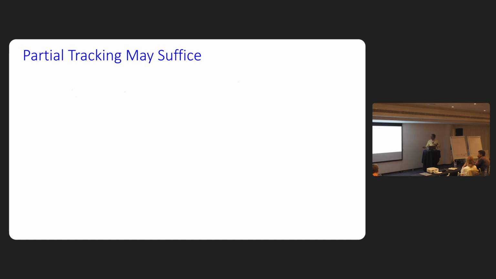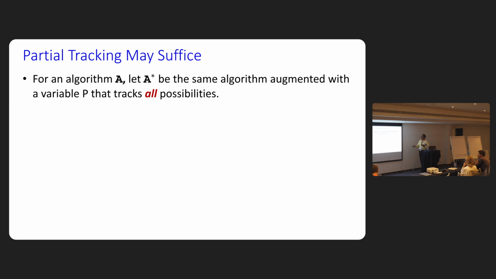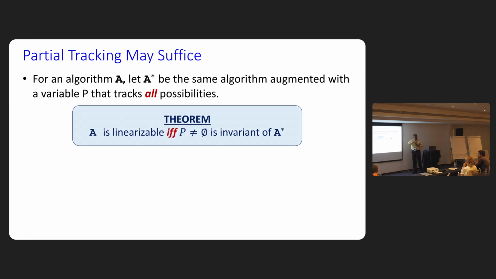And what does that mean? So for an algorithm, this is what we saw. In what I have said, we kept track of all possibilities. And when you kept track of all possibilities, what kind of a theorem were you able to get? You could get a theorem that this statement A is linearizable is equivalent to this statement that P not equal to phi is an invariant. It's an if and only if statement.